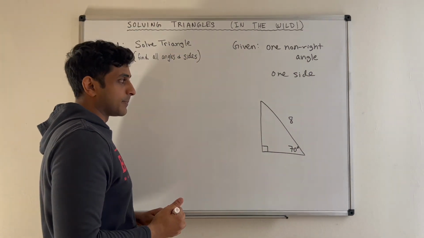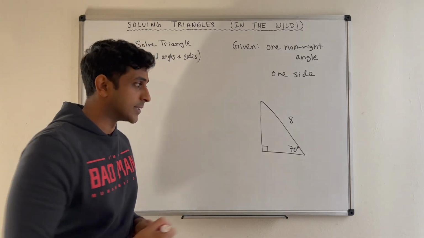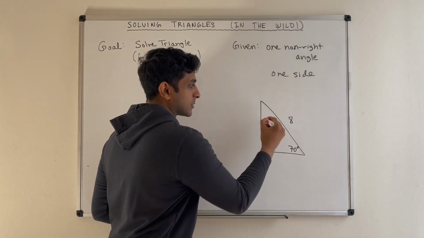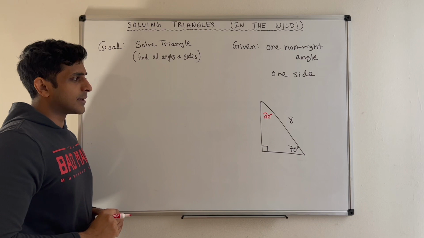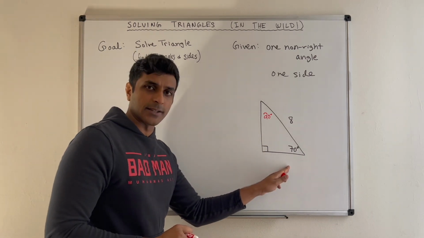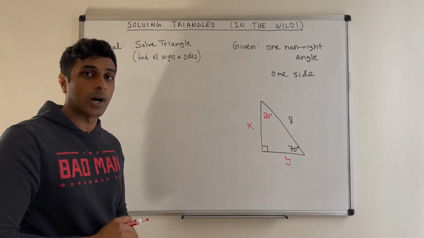So let's try to do it. The last angle is probably the easiest part, because all the angles have to add to 180 degrees. So 70 plus 90 plus what equals 180? It must be 20 degrees. And we need to find this side and this side, right? So maybe I'll give this side a name of x, and this side a name of y.